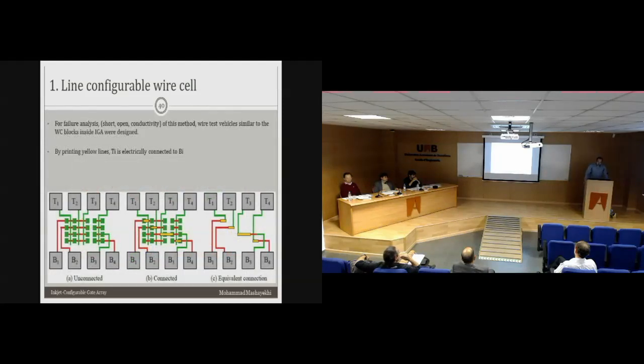For failure analysis, like short circuit, open circuit, and enough conductivity of this method, we propose some wire test vehicles similar to the ones inside the wire cell of the gate array. So the idea is, by printing the yellow lines, we are aiming to connect TI to BI. And this is the equivalent connection.